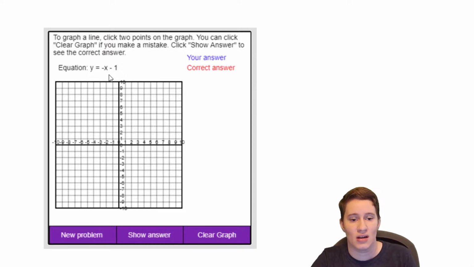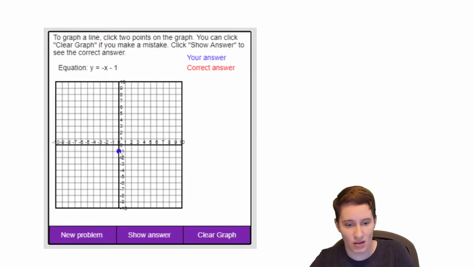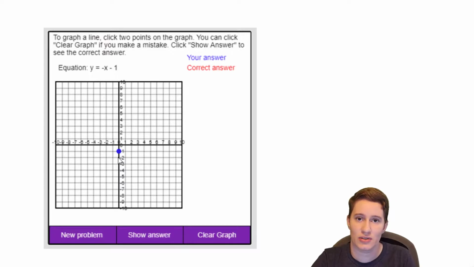So for instance, I've got y equals negative x minus 1. So that's a y-intercept of negative 1. I'm going to come down and click here, and it is going to try to make your point be at grid lines. So keep that in mind, that if you're trying to click on a fractional part, it's going to force it to be on grid lines. Then I'm going to do my slope. So negative x would be like negative 1. So I'm going to go negative 1 over positive 1, so down 1, right 1. I'm going to put my next point here. When I click the second point, it draws a line.